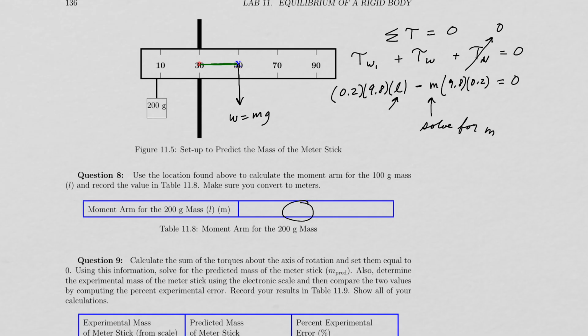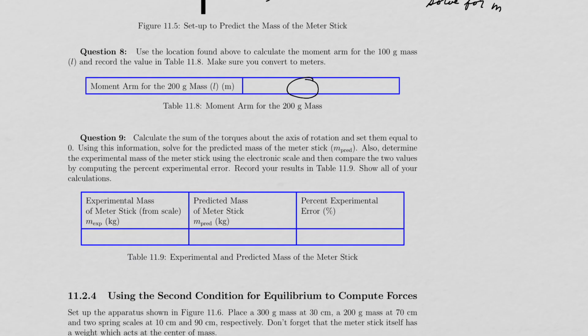All right, and then you're going to compare. So question 9 is you're going to compare that value. That value that you just found is going to be your predicted mass of the meter stick. So that'll be this value right here that you predicted. And then I gave you, again, if you look in the Word document, I gave you that value for the experimental mass from the scale. They should be very, very close, and your error should be close to 0, if not 0. Like definitely less than 1% for this.